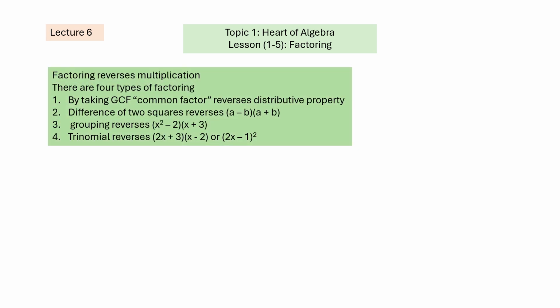Factoring is reversing multiplication. When you multiply term by term, binomial by binomial, trinomial by binomial, anything, factoring will be the opposite. So we have the multiplication, and we will come back to the two brackets, come back to the common factor, and so on. There are 4 types of factoring in SAT math lessons.